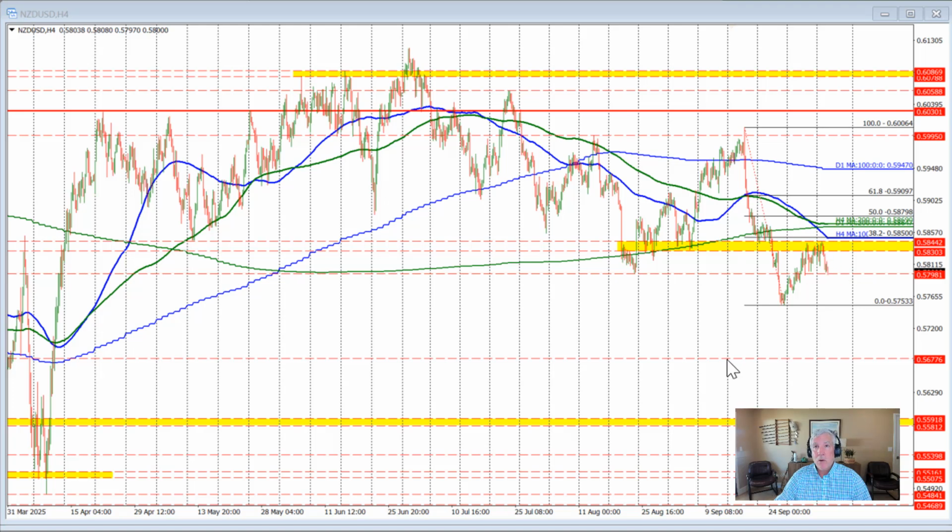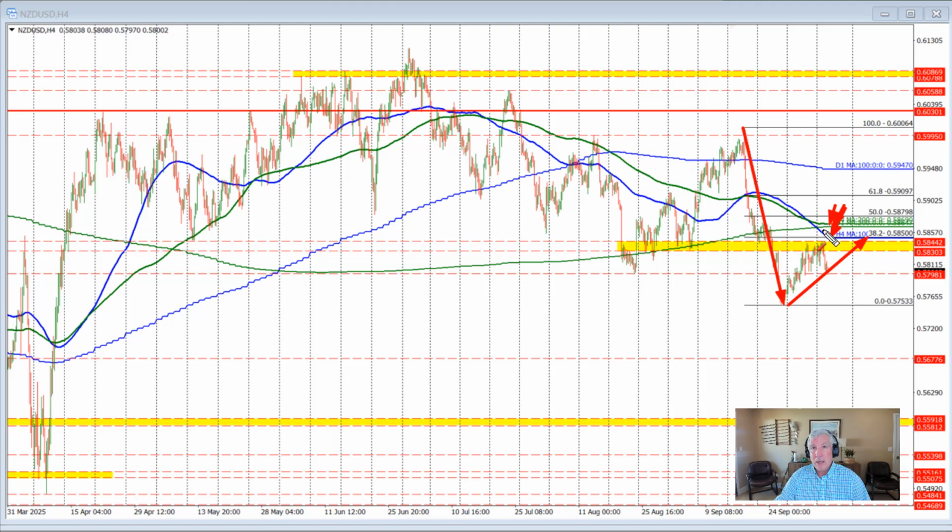That move higher also stayed below some key moving averages. More specifically, we have this blue line, which represents the 100 bar moving average on the 4-hour chart. We have these green lines up here, which represent the 200 bar moving average on the 4-hour chart and the 200-day moving average. This moving average cluster comes between 0.5850 and 0.5870. Also in that area is a 38.2% retracement of the move down from the September high to the September low. That level comes in right at the 0.5850 level, right where the 100 bar moving average is also found.